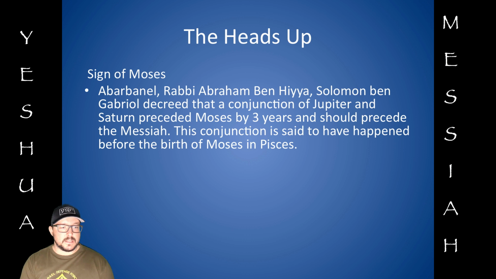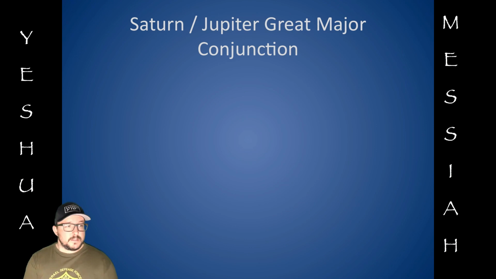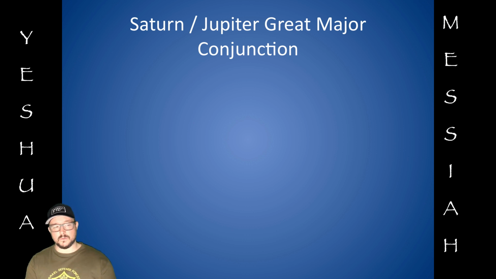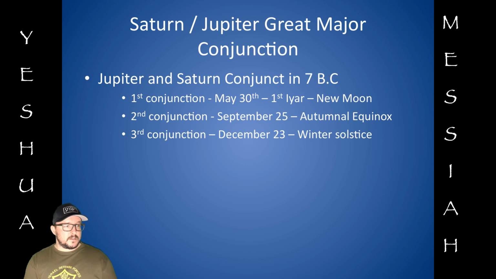This conjunction is said to have happened before the birth of Moses in Pisces. 3 years before Jesus Christ was born, in the constellation of Pisces, Saturn and Jupiter conjuncted 3 different times. This was also known as the Great Magic Conjunction, and such a phenomenal event that people assumed that this was the Star of Bethlehem when doing research backwards. But obviously now we have better tools available to us and we can know for sure what the sign of the Magi actually was. So Jupiter and Saturn conjunct in 7 BC 3 times.